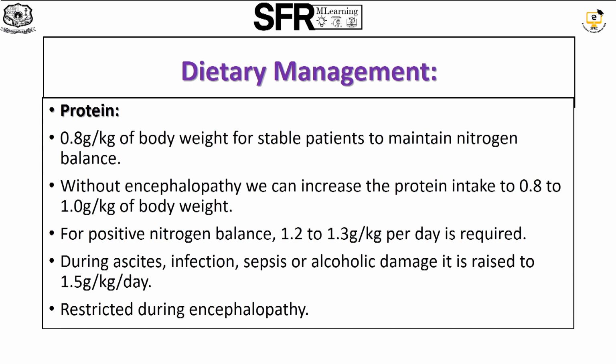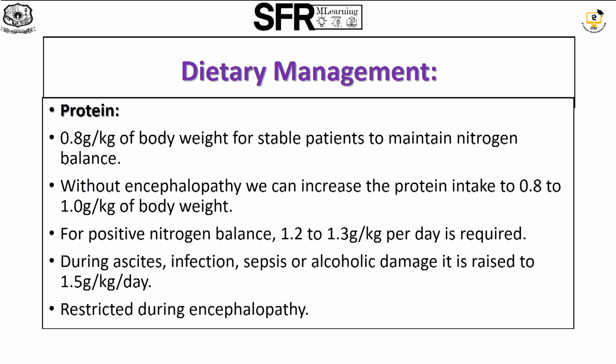So, protein. 0.8 gram per kilogram of body weight of stable patients to maintain the nitrogen balance. If there is a negative nitrogen balance, the body tissues will get broken down to balance the nitrogen. So, at least 0.8 grams per kilogram of body weight of protein should be given to the stable patients. For a person who is stable during the cirrhosis condition, we can give 0.8 gram per kilogram of body weight to maintain the nitrogen balance, not for other reasons.